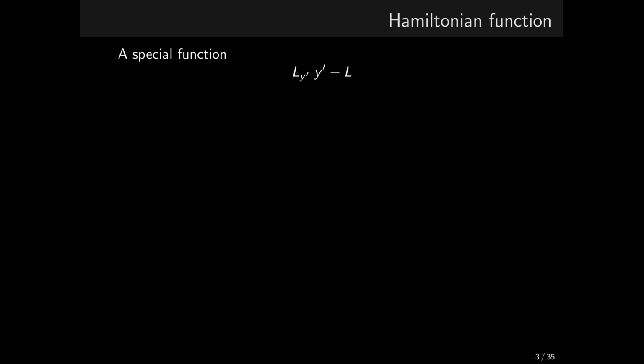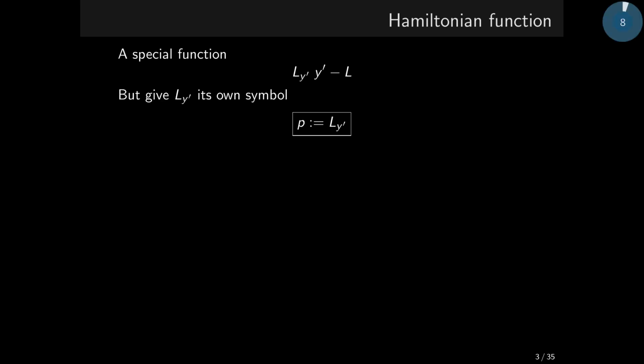While deriving fundamental results of the calculus of variations in the previous lecture, we encountered a few interesting functions. First, the partial of L with respect to y prime minus L. But even the partial of L with respect to y prime itself was interesting. We have seen that in physics, when L is given as a difference between the kinetic and potential energies, it can be interpreted as momentum, hence the symbol P.